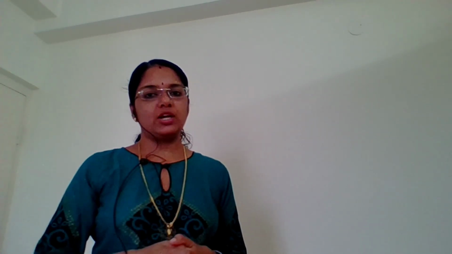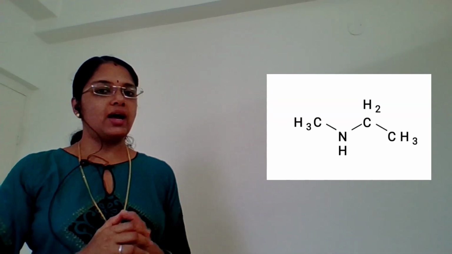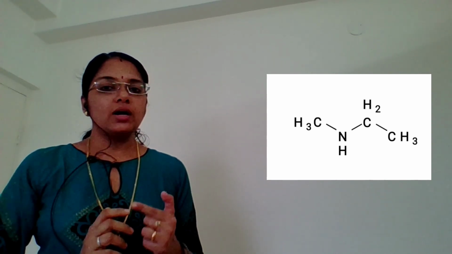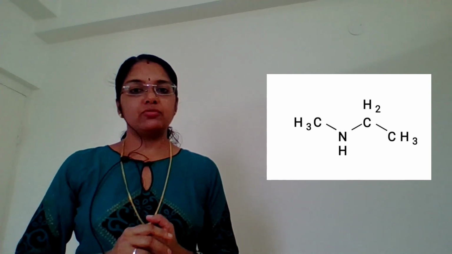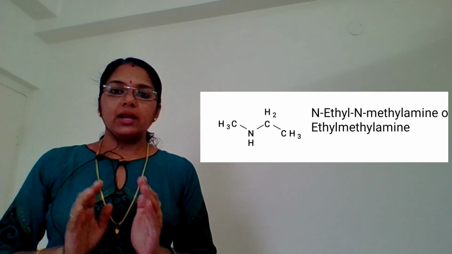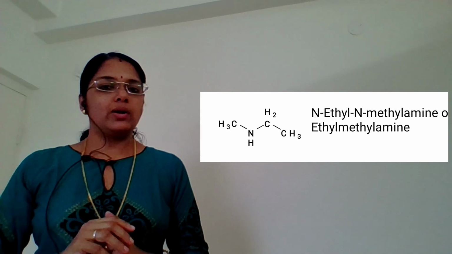Next, if the alkyl groups attached to the nitrogen atom are different, then how can we name that secondary amine? Consider the structure NH with CH2CH3 on one side and CH3 on the other side. In this case, we name according to alphabetical order, that is, the alkyl groups should be named in alphabetical order. Here one side is ethyl and the other side is methyl. So E will come first, followed by M. So ethyl methyl amine, or N-ethyl N-methyl amine, is its common name.